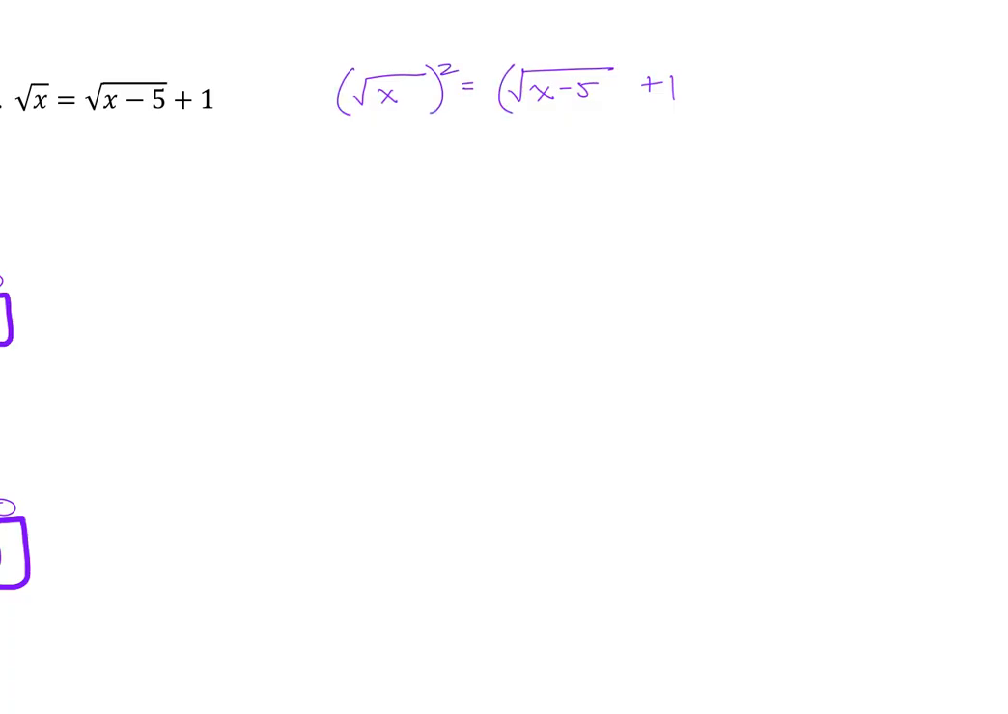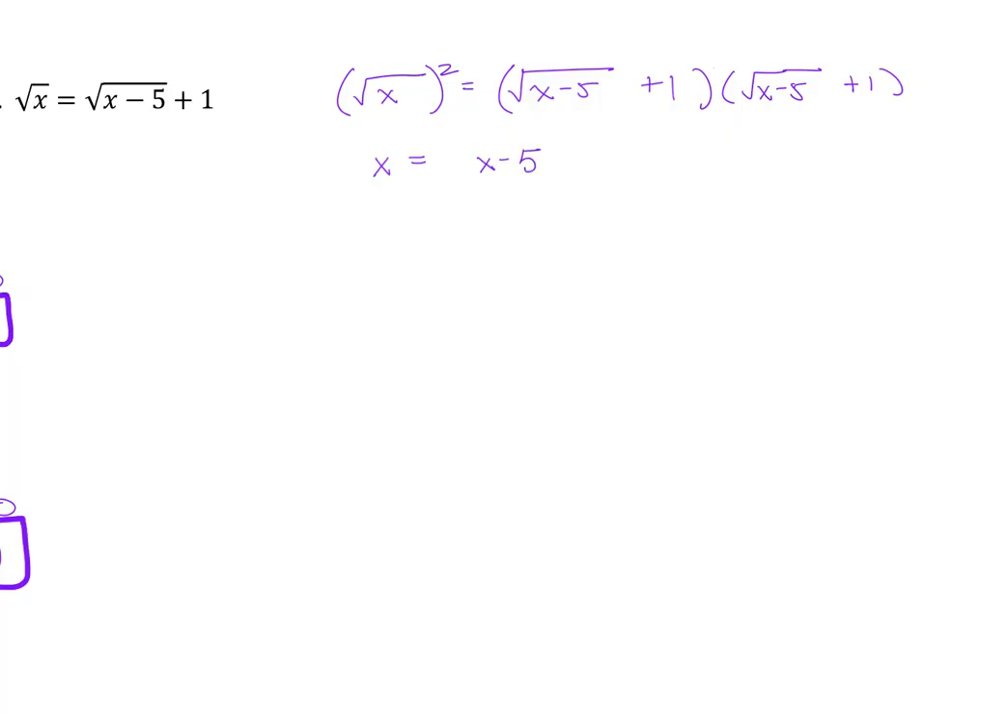I want to square both sides. And if we square both sides, on the left we get x. On the right, we do want to FOIL. And if we FOIL this, we get, for our firsts, the square root of x minus 5 squared, which is x minus 5.